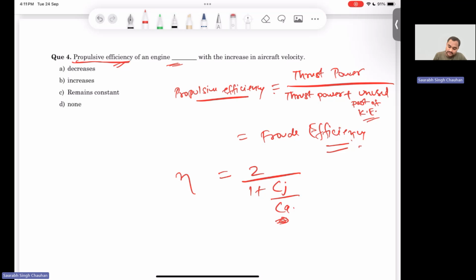So when the Ca increases, what will happen? If the Ca increases, then this thing will decrease, okay? And this n will increase. So with the increase in aircraft velocity, the propulsive efficiency should increase, okay?